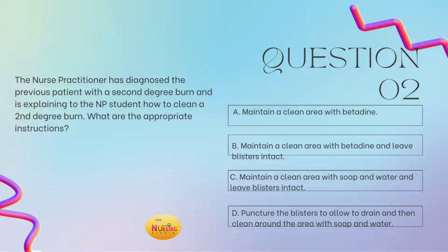Is it A, maintain a clean area with betadine? B, maintain a clean area with betadine and leave the blisters intact? C, maintain a clean area with soap and water and leave blisters intact. Or D, puncture the blisters to allow it to drain and then clean around the area with soap and water. Take a moment to tell me what you got in the comments.